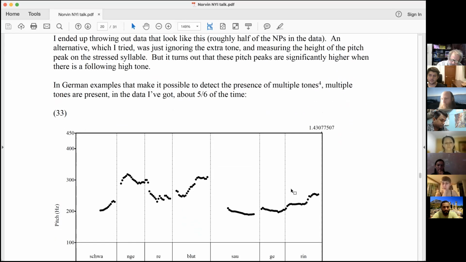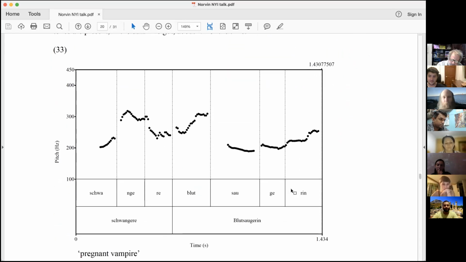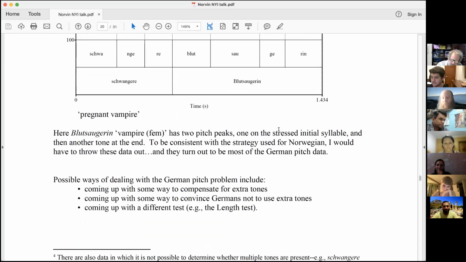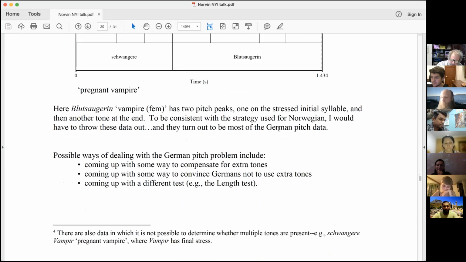When I ran this experiment for German, I had to throw out almost all of the data. Germans have too many high tones in their adjectives and their nouns. So there's a German pitch track in 33 for a noun phrase that means a pregnant vampire. And you can see there's a big pitch peak at the beginning of this long word for vampire. And then there's also a high pitch peak towards the end. And that means that I can't use these data. That is the reason I started running this length study.